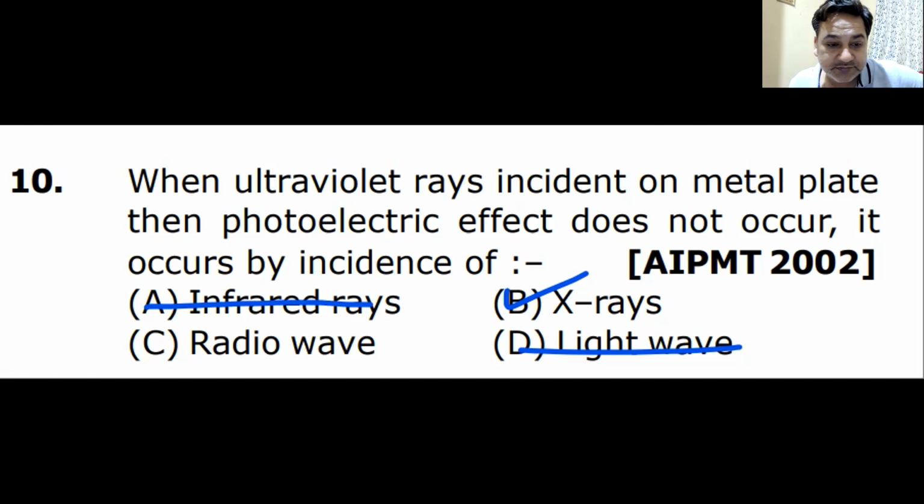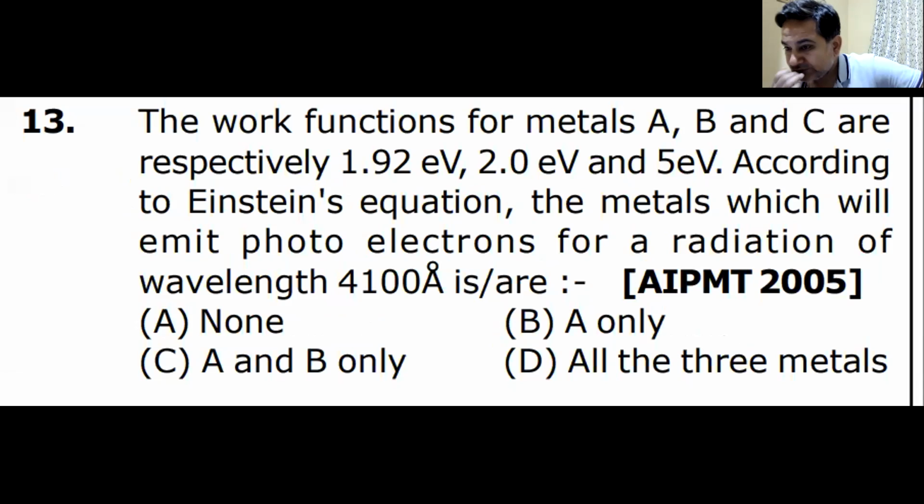This is the next question. The work function of metals A, B, and C are given. According to Einstein's equation, which metal will emit photoelectrons for radiation of wavelength 4100 Angstrom unit? Options: none, A only, A and B only, all the three.